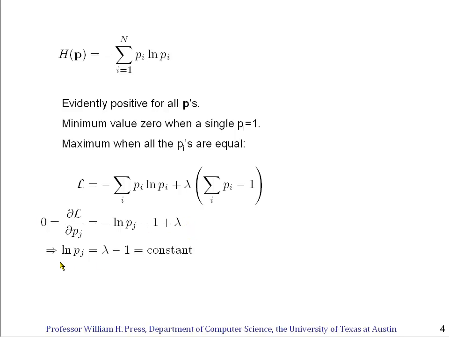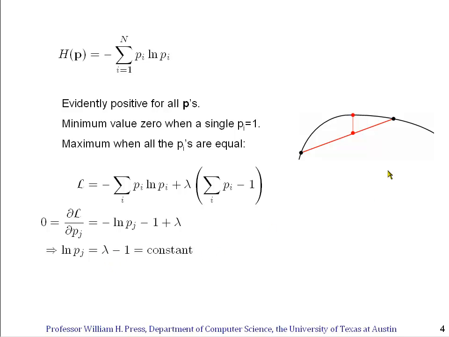Well, you can rewrite this equation as saying that the log of p_j is equal to lambda minus 1. And lambda was the Lagrange multiplier. That's a constant. Therefore, all the p's must be constant, the same constant. And obviously, they all have to be 1 over n, because that's the number of them that there are.